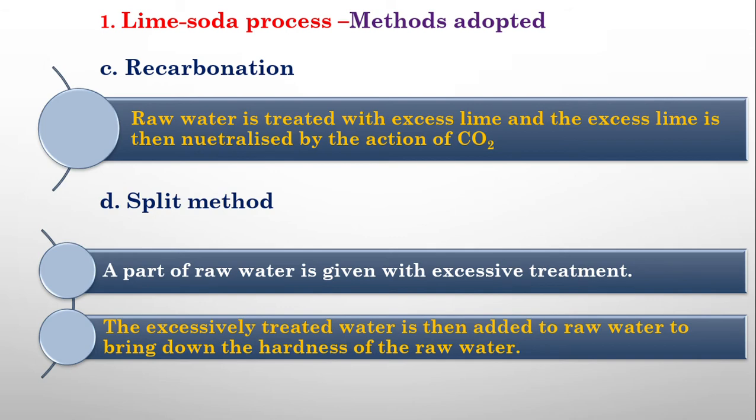Now this water is added to the remaining raw water, which was hard. We'll add this good, softened water to that hard water. Now what will happen? The remaining hard water will also get softened because of the excess lime and soda present in this water. So this is how we do the split method.